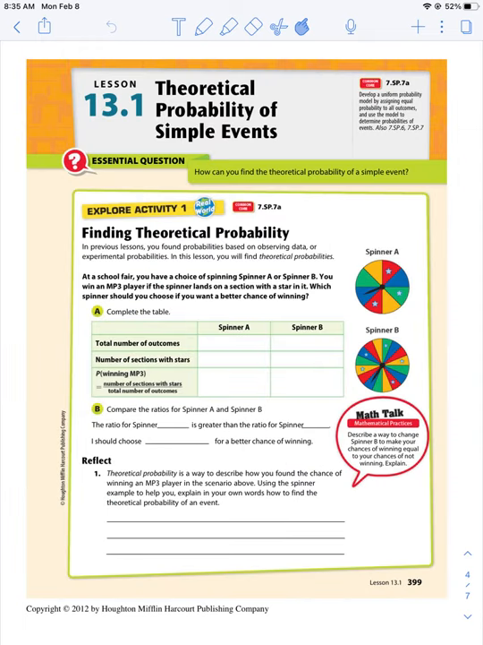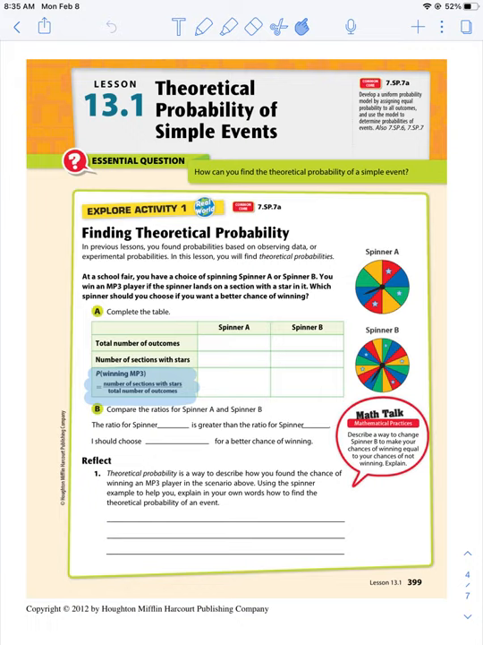All right, so let's actually get to theoretical probability. Theoretical probability is calculated by this square here, where it says the number of sections with stars over the total number of outcomes. All right, let's read the problem. At a school fair, you have a choice of spinning spinner A or spinner B. You win an MP3 player if the spinner lands on a section with a star in it. Which spinner should you choose if you want a better chance of winning?